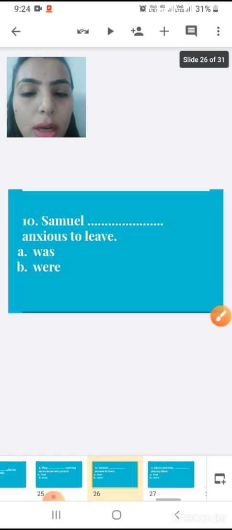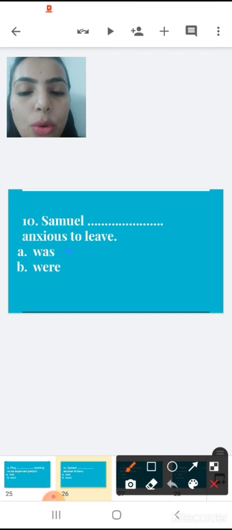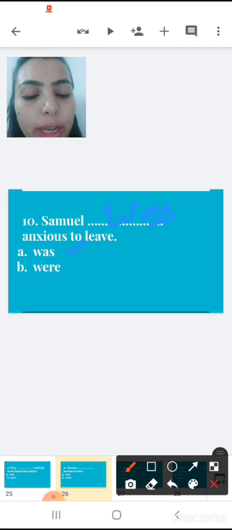Next is: Samuel dash anxious to live. Samuel is used for one person, so "was". It is the name of a person. Samuel was anxious to live.